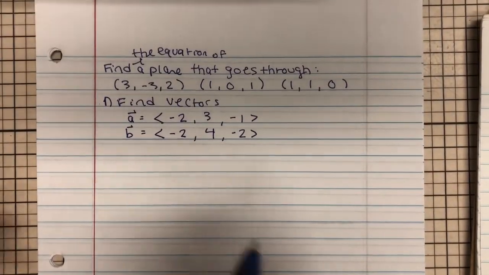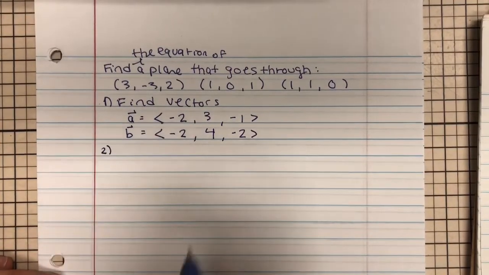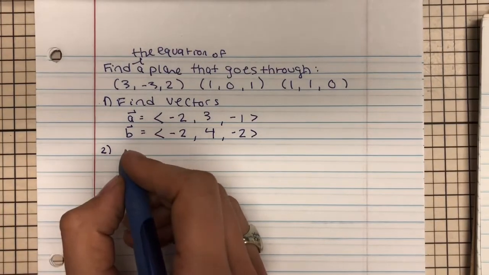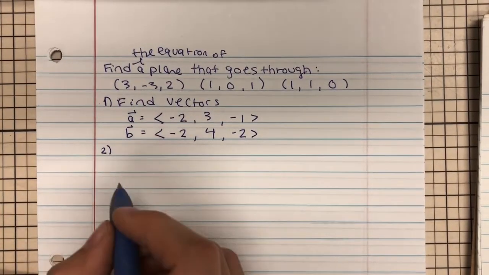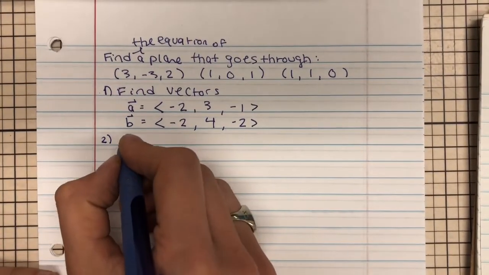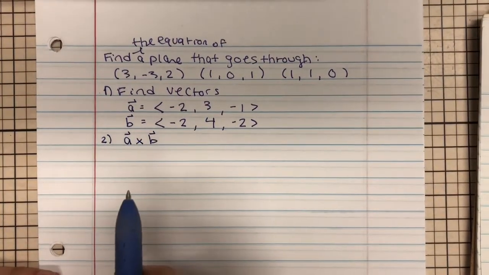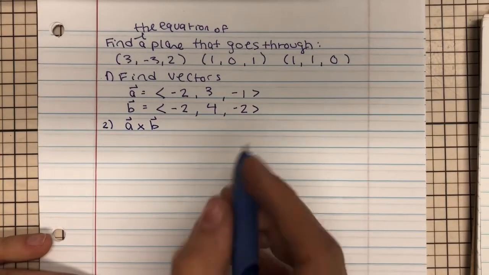Okay, so first I've got to find the normal vector. And remember, if they do equal 0, that means that everything is coplanar. We find the normal vector by taking the cross product of A and B. And I do want the vector, I don't want the magnitude this time.